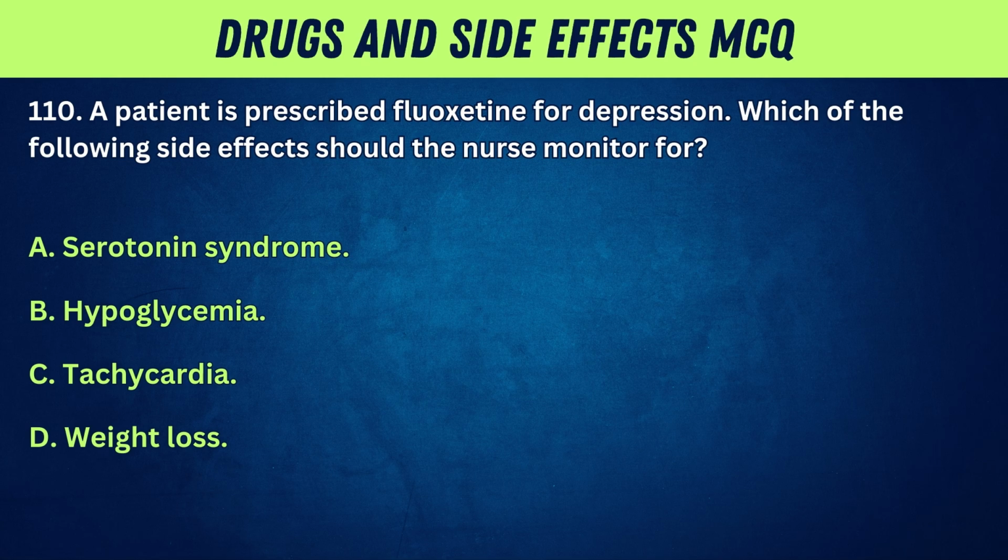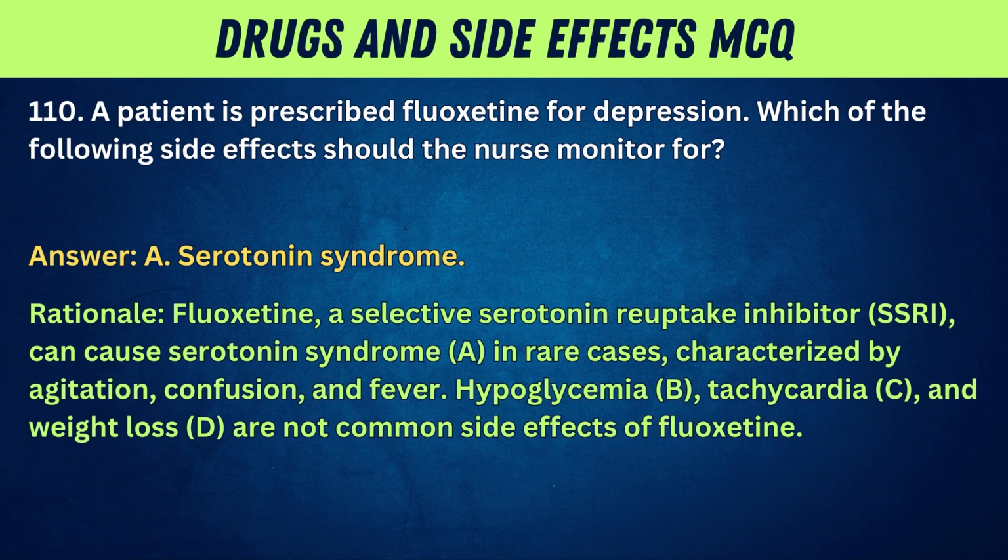110. A patient is prescribed fluoxetine for depression. Which of the following side effects should the nurse monitor for? A. Serotonin syndrome. B. Hypoglycemia. C. Tachycardia. D. Weight loss. Answer: A. Serotonin syndrome. Rationale: Fluoxetine, a selective serotonin reuptake inhibitor (SSRI), can cause serotonin syndrome in rare cases, characterized by agitation, confusion, and fever. Hypoglycemia (B), tachycardia (C), and weight loss (D) are not common side effects of fluoxetine.